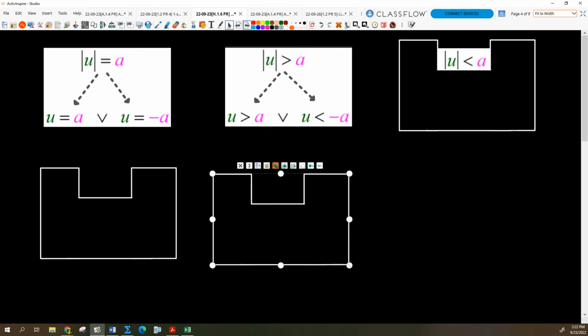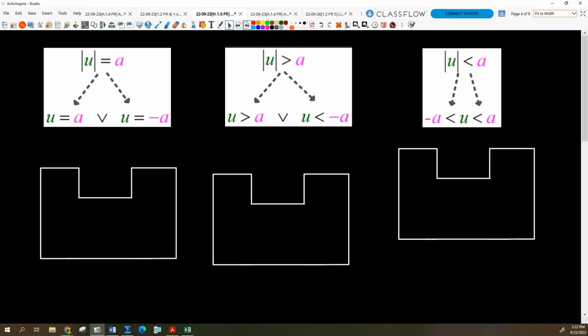So how about this last one? Absolute value of U is less than A. And or, everybody? And. What's that going to look like? Maddie, what's that going to look like? U is what? Negative A and less than A. That's going to give us the three-part one where the U goes in the middle, right? Good. Think you got it?